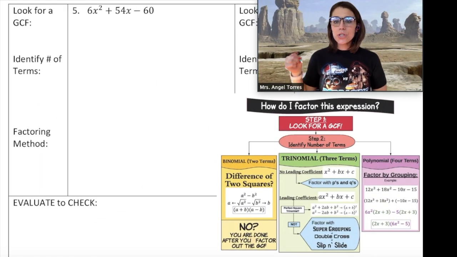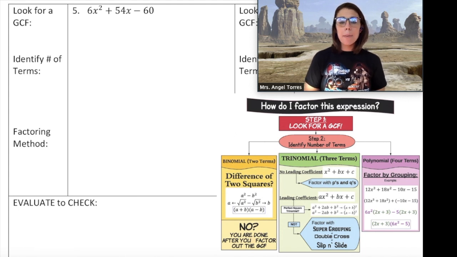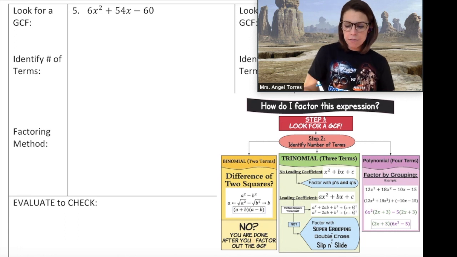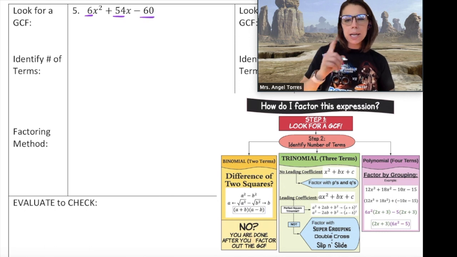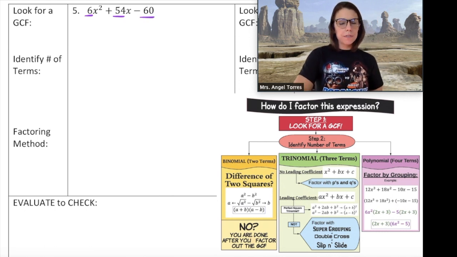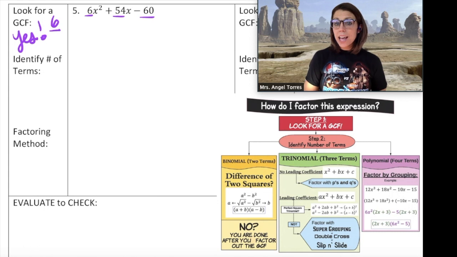Moving right along to number 5, 6x squared plus 54x minus 60. Step 1, look for a GCF. I do notice that there is a leading coefficient of 6, and I'm pretty positive 6 also goes into 54 and 60, so yes, there is a GCF here, and that GCF is going to be 6. Go ahead and factor out 6 from this trinomial now.